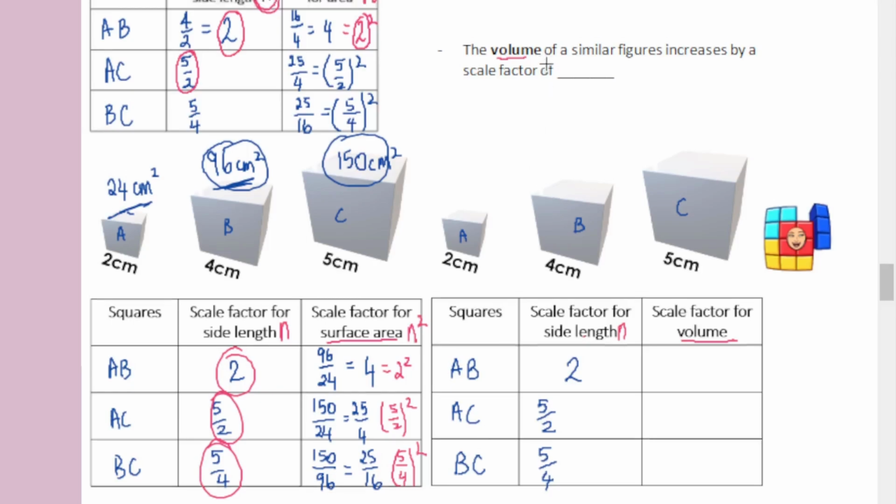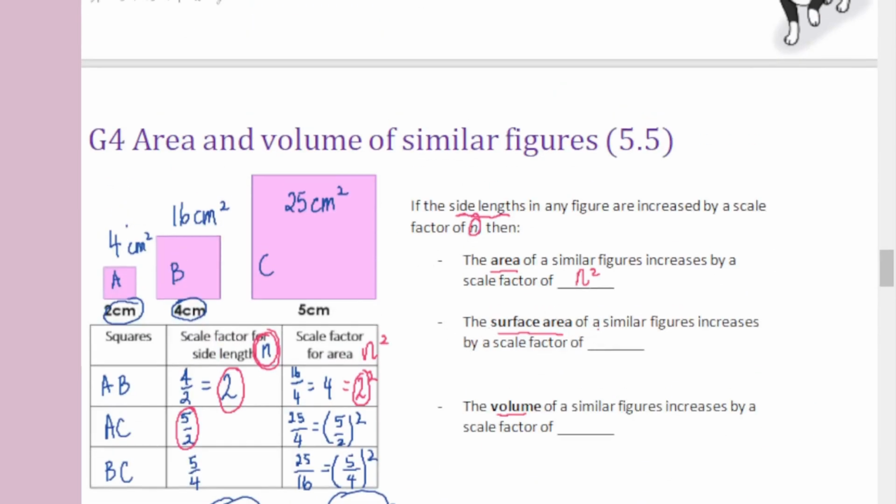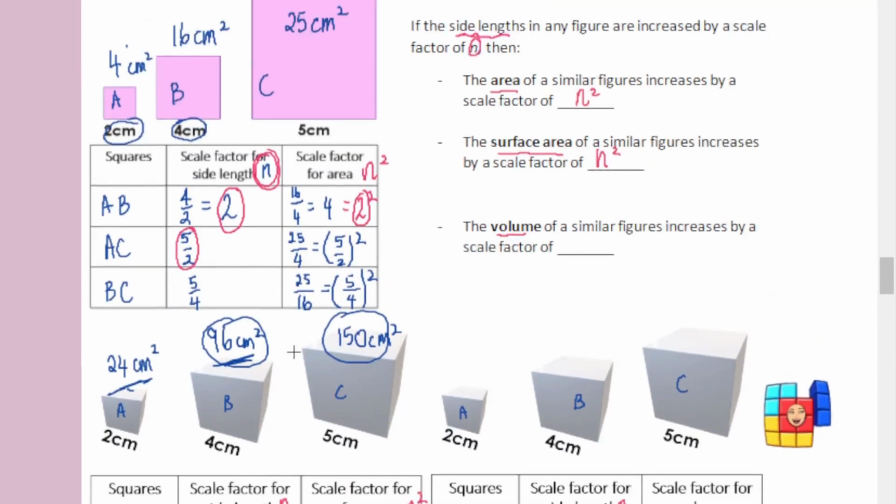We're going to put it up here, n squared. Surface area for volume, let's look at the volume. So volume of A, 2 times 2 times 2 is 8 centimeters cubed. The volume for B is 4 times 4 times 4 is 64 centimeters cubed, and the volume for C, 5 times 5 times 5 is 125 centimeters cubed.